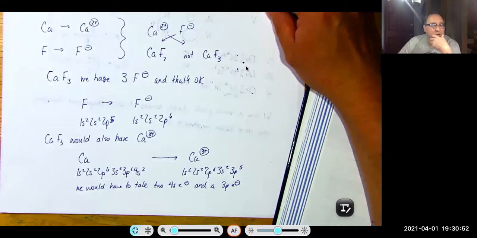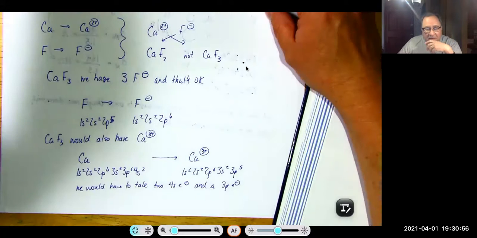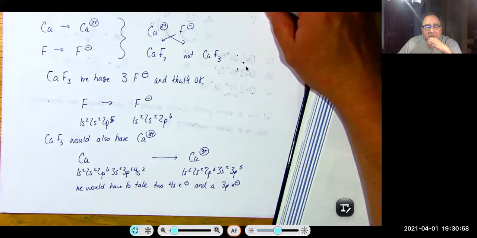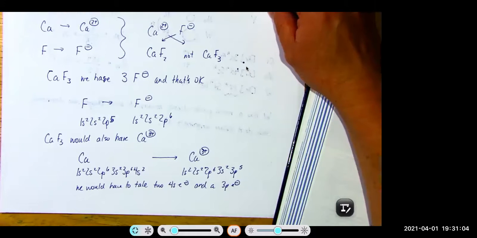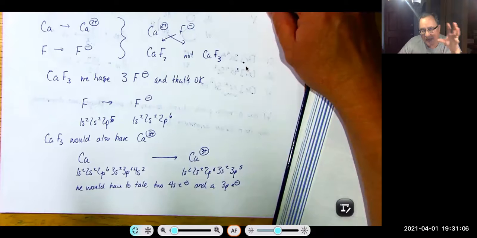Yeah, it's like if you're digging in the dirt and you only need a trowel to take a 4s electron. To take a 3p electron, you're going to need a cat. I don't mean like a meow. I mean a caterpillar. So it's not going to happen. You've got a trowel. You're not going to take a 3p electron.